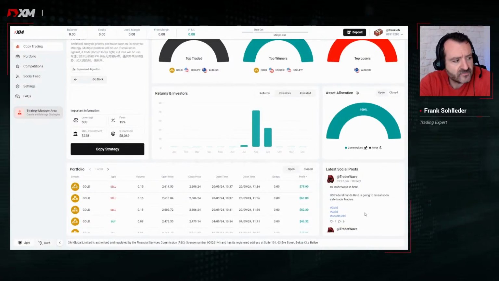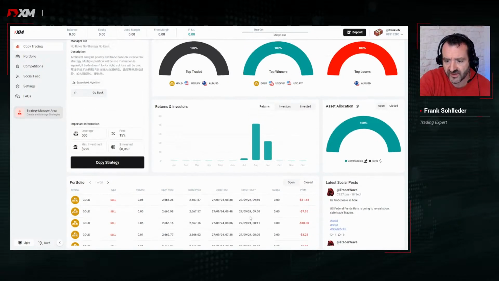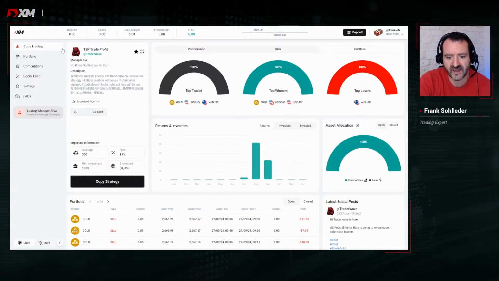Okay, so let's check if we have some questions here. No. So guys, if you have some questions, please feel free to ask during the session. But let's keep an eye on this. So T2P trade profit, we could still see as a good opportunity. His last trades were on the 27th, so it was actually on Friday. So he's trading relatively actively.